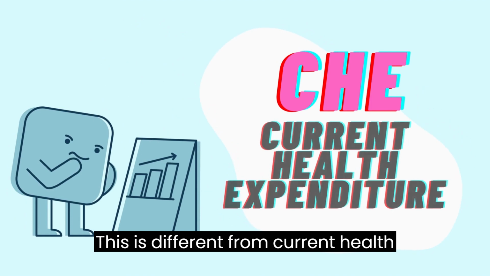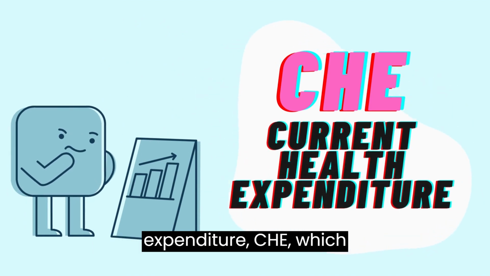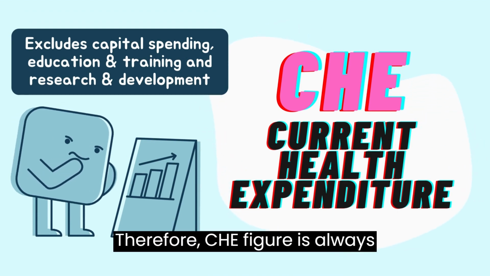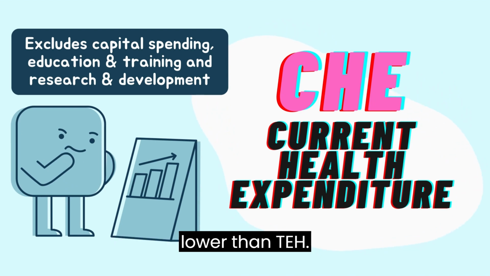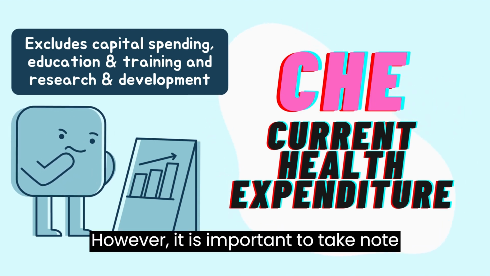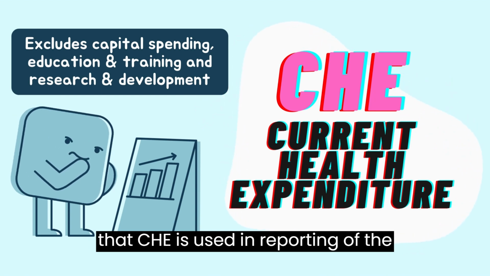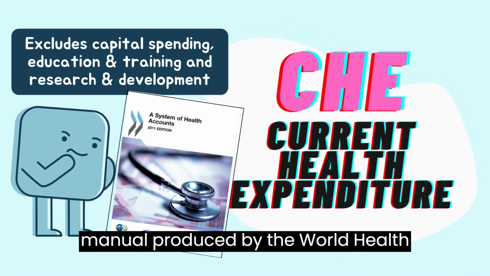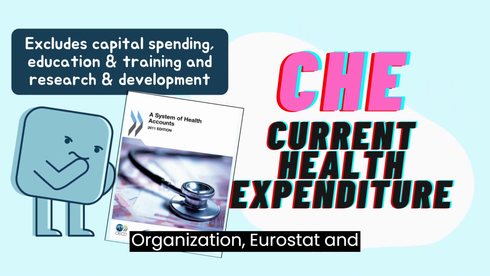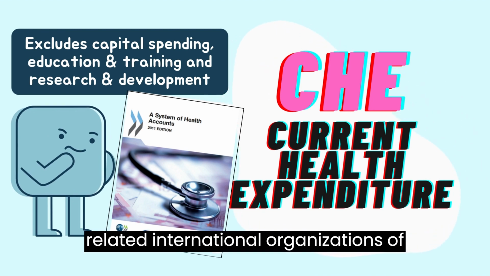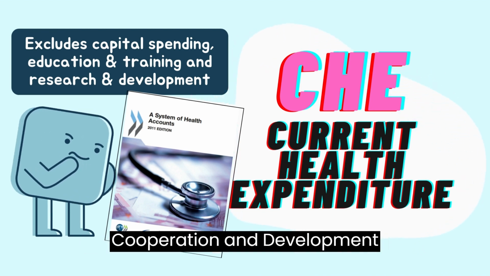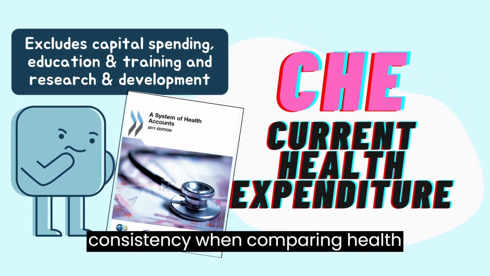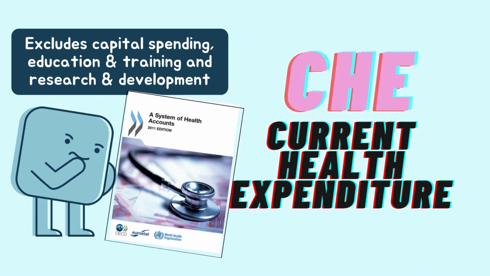This is different from current health expenditure, CHE, which excludes capital spending, education and training and research and development. Therefore, the CHE figure is always lower than TEH. However, it is important to take note that CHE is used in reporting of the System of Health Accounts, SHA. SHA is a manual produced by the World Health Organization, Eurostat, and the Organization for Economic Cooperation and Development, OECD, in order to create consistency when comparing health expenditure across different countries.